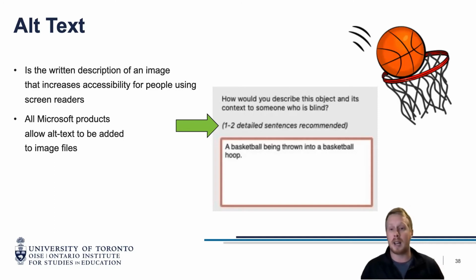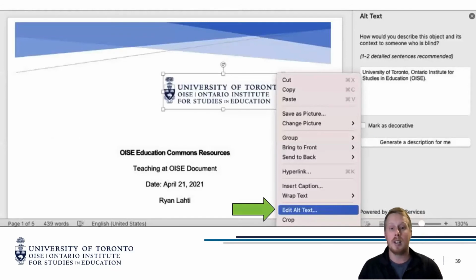In this example, I have a basketball going into a hoop, so I've added the alt text, a basketball being thrown into a hoop. Now, if you want to add alt text in Microsoft Word, just simply right-click wherever the image is and click the button Add Alt Text.